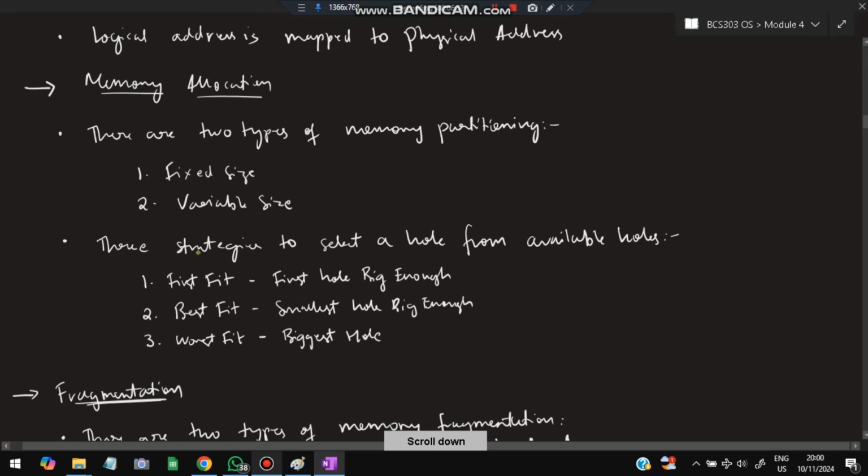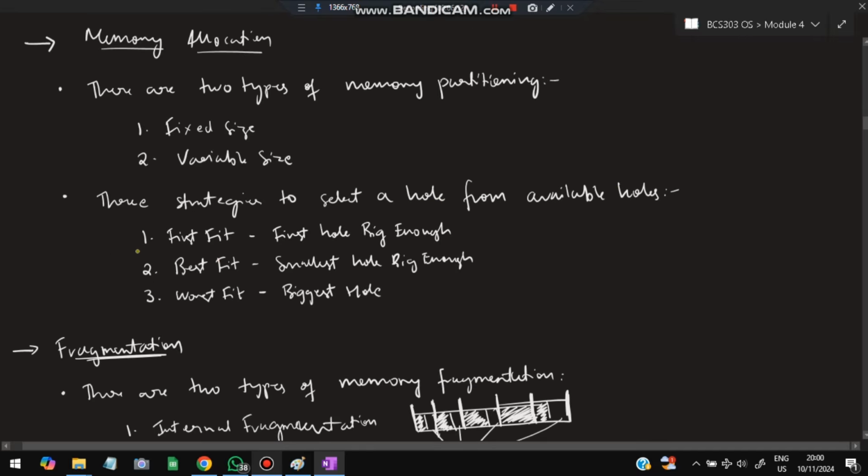Now, three strategies to select a hole from the available holes. A hole is nothing but an empty space. Now I want to execute a process, and I want a particular size of space. Suppose that I want 10 MB of space. So I have to search for 10 MB from the available spaces. I can use three strategies. The first one is first fit. I'll check the available spaces, and whichever space I get first that is big enough, for example more than 10 MB, I will take that. The first hole big enough I'll consider.